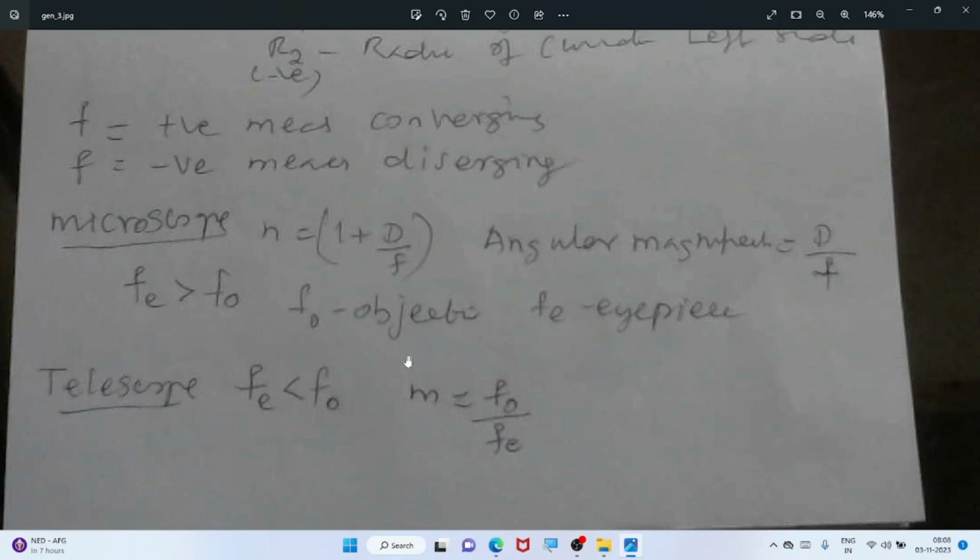Here is the magnification factor. The angular magnification is d phi f. 1 plus d phi f is the magnification, but the angular magnification is d phi f.